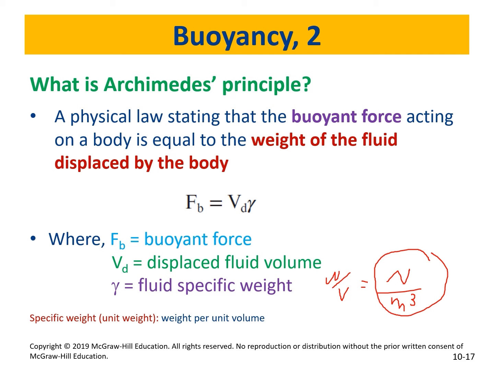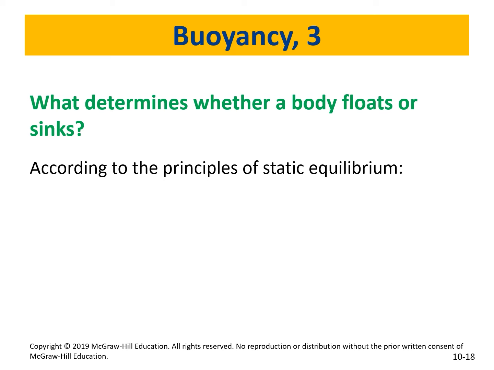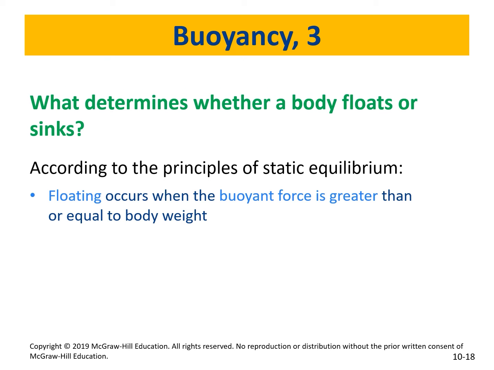Remember, we're in a biomechanics class. We need to look at the forces and the moments. So we'd like to understand what are the forces that can be generated. Okay, so what determines whether a body floats or sinks? Well, according to the principle of equilibrium, floating occurs when the buoyant force is greater than or equal to the body weight, right? Because it's pushing upward, and the weight is pushing downward.